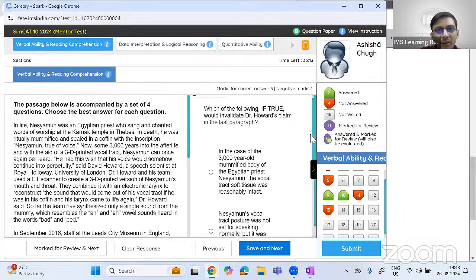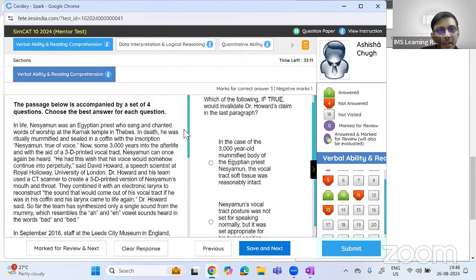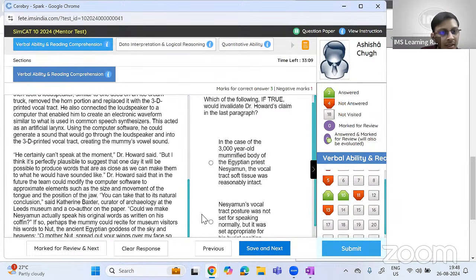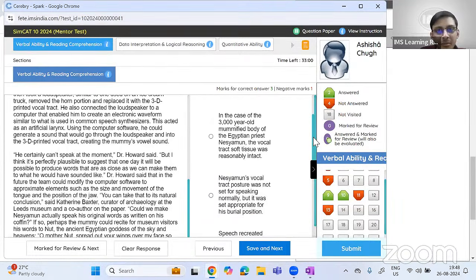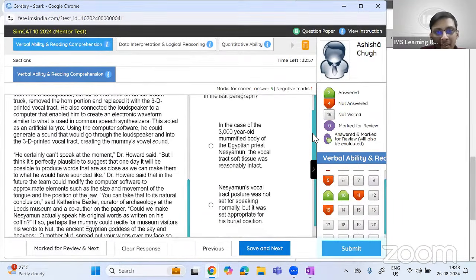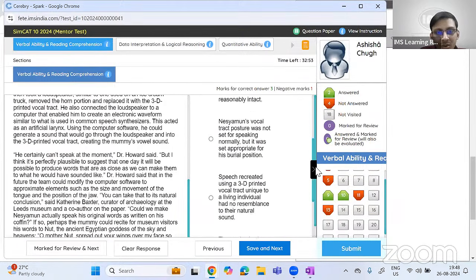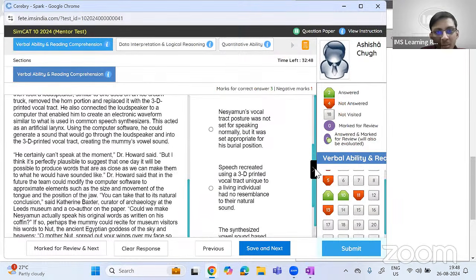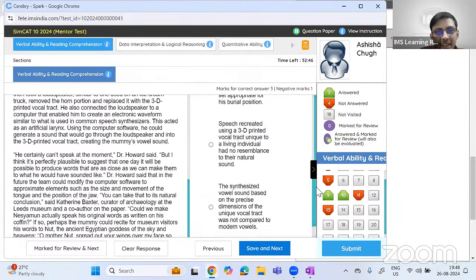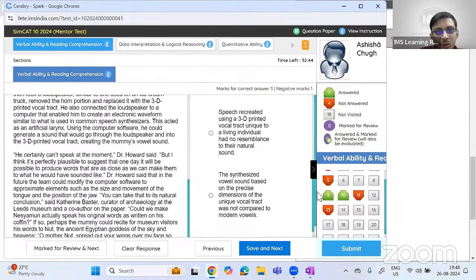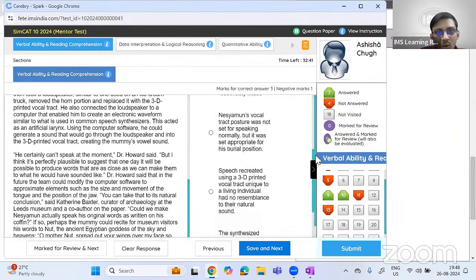Which of the following, if true, would invalidate the claim in the last paragraph? What is the claim? He can't speak at the moment. One day it will be possible, by modifying. One day in the future it will be possible. In the case of the mummified, the vocal tract tissue was reasonably intact. The vocal tract posture was not set for speaking normally. It was set appropriate for burial. Speech recreated using a 3D printed vocal tract unique to a living individual had no resemblance.